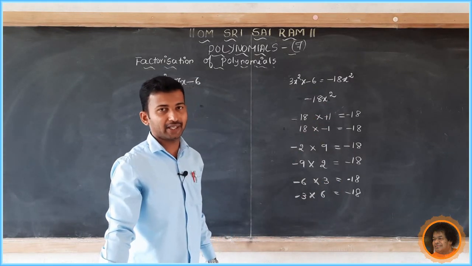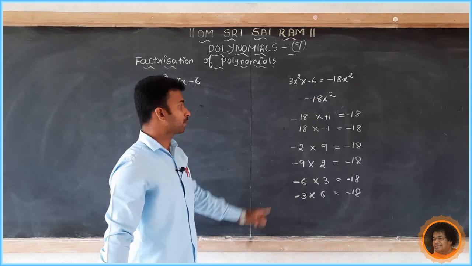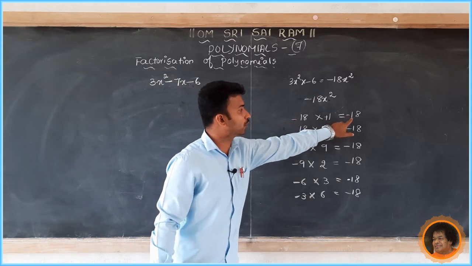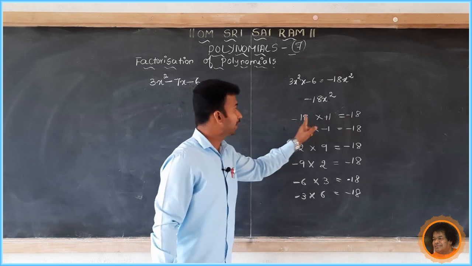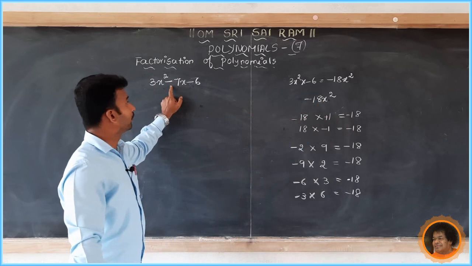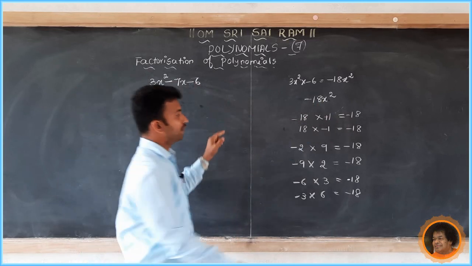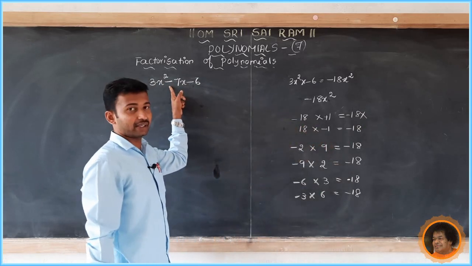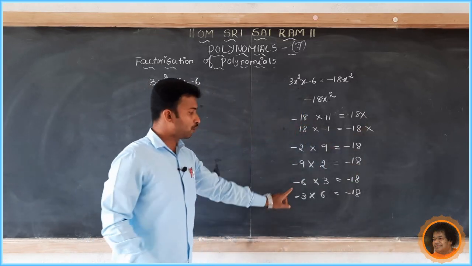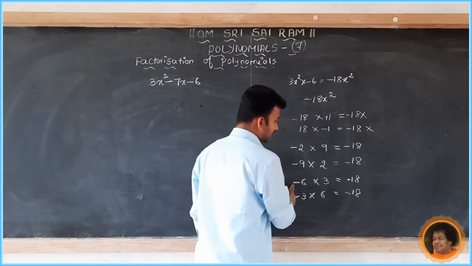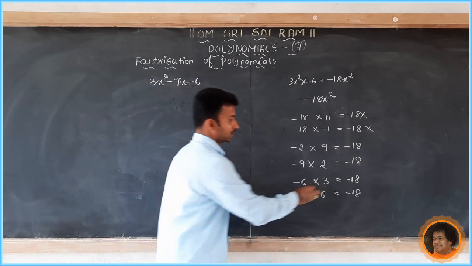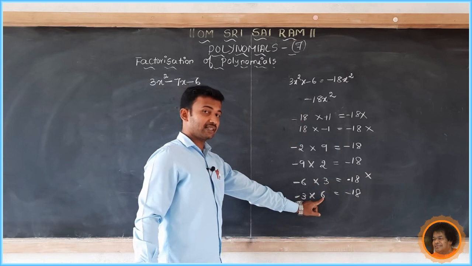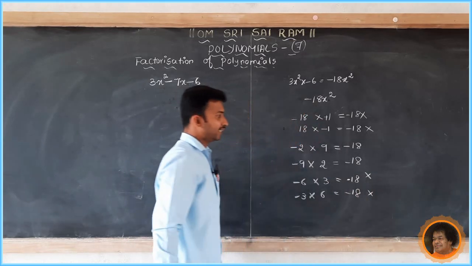But we need the best pair. How to select the best pair? Check for first set. Minus 18 into plus 1 is equal to minus 18. But what about the sum? Minus 17. But we have minus 7. So the first set is rejected. What about the second? 18 minus 1 is equal to plus 17. So second also rejected. What about minus 6 and 3? Minus 6 plus 3 is equal to minus 3. So this also rejected. Minus 3 plus 6 also rejected.